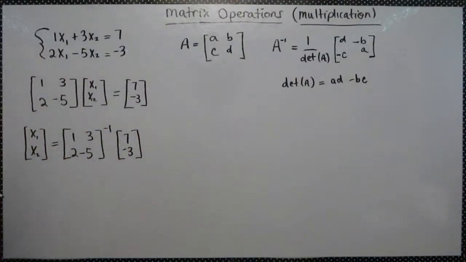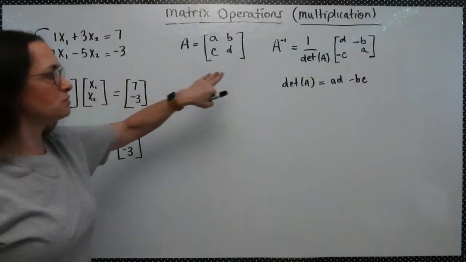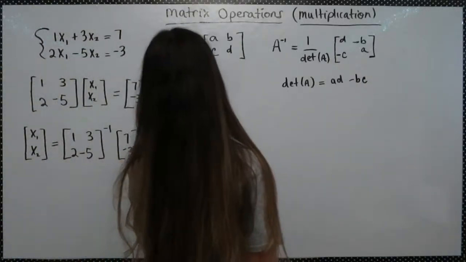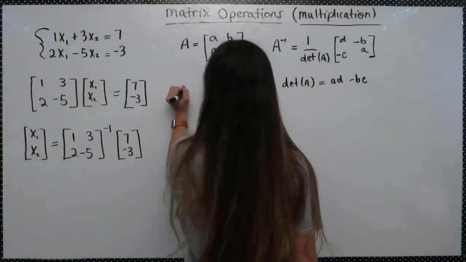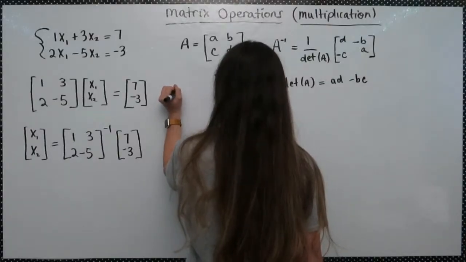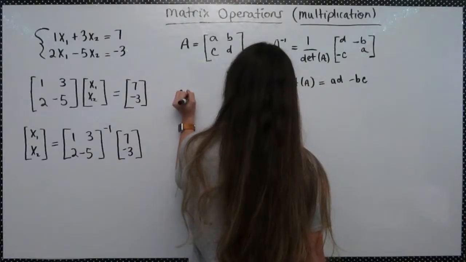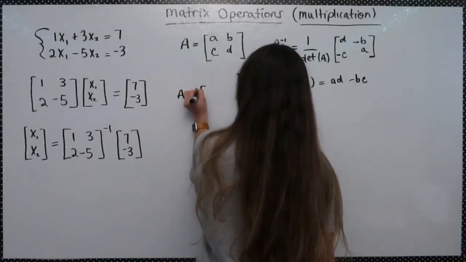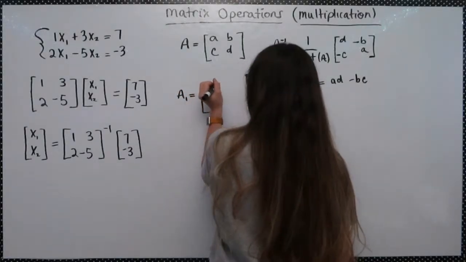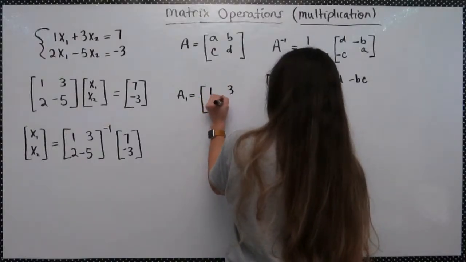And so if you're able to calculate the inverse of this matrix, then you can multiply it by your constants matrix and get the solutions very easily. So we're going to put this matrix through this formula. So we're going to say, we'll call it matrix A. So we've got 1, 3, 2, -5.